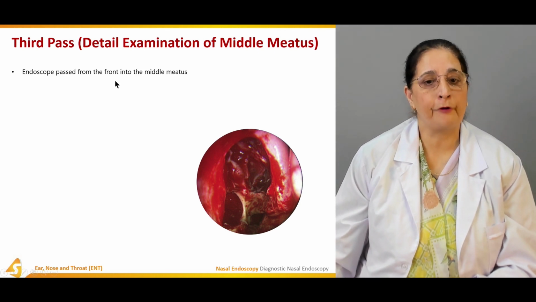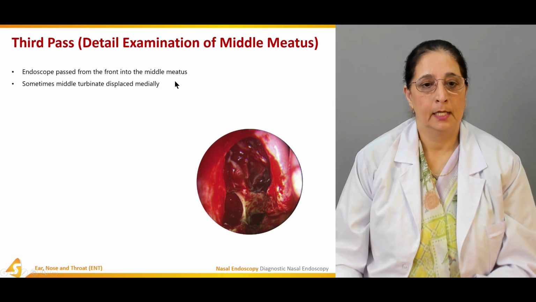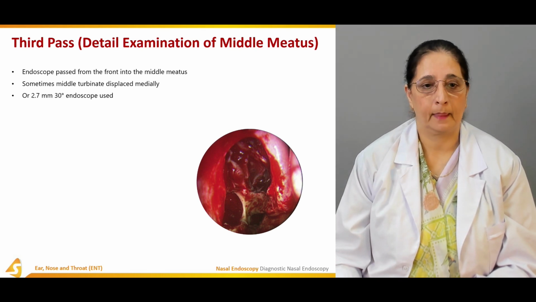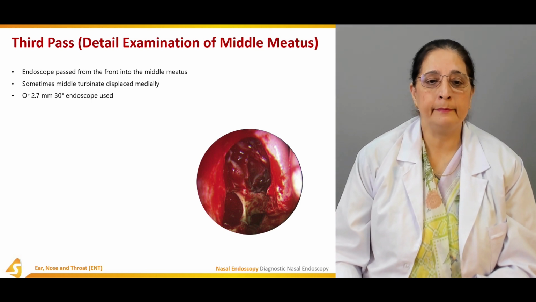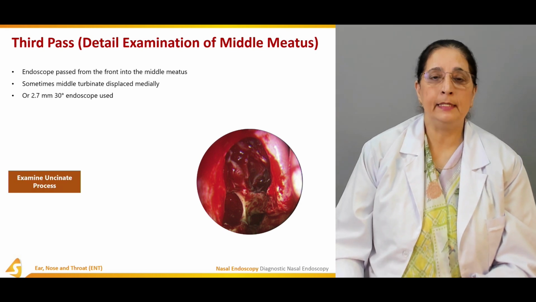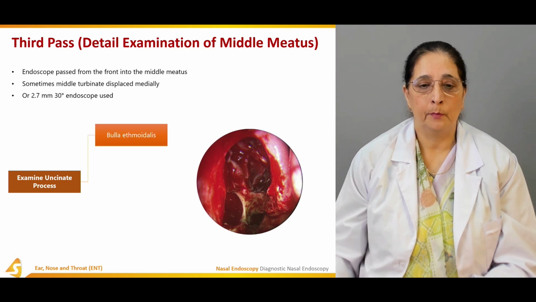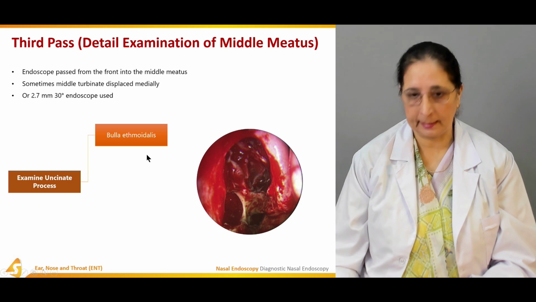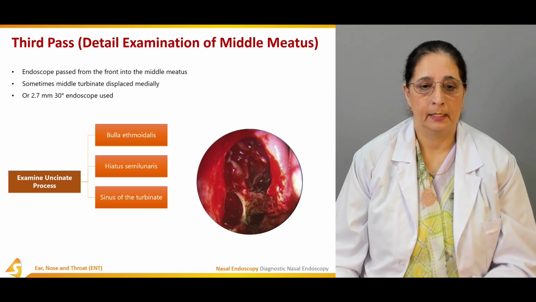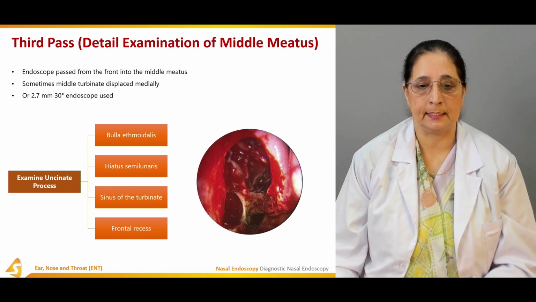Endoscope passed from front into middle meatus. Sometimes middle turbinate is displaced medially, or a 2.7 millimeter endoscope is used for this. The uncinate process is examined in the third pass, bulla ethmoidalis, hiatus semilunaris, sinus of the turbinate, frontal recess.